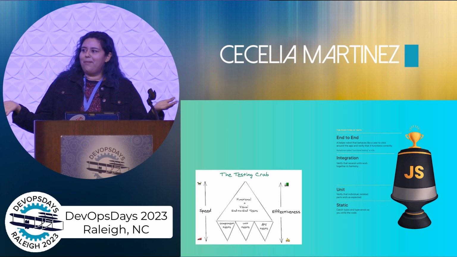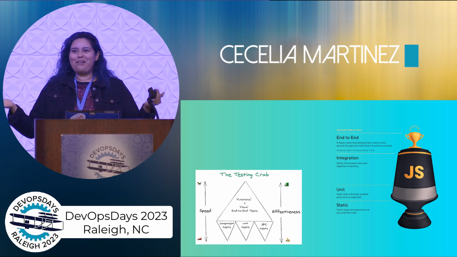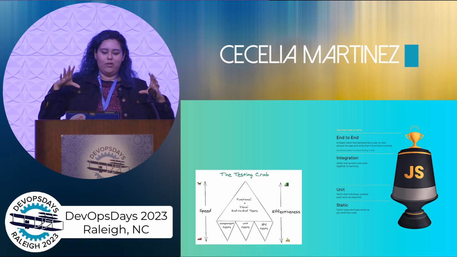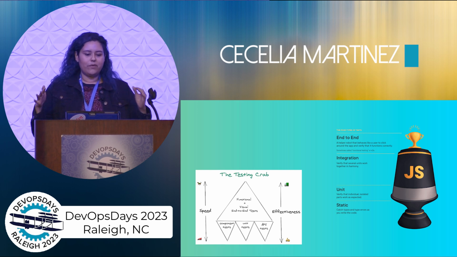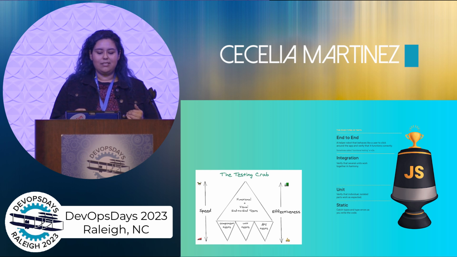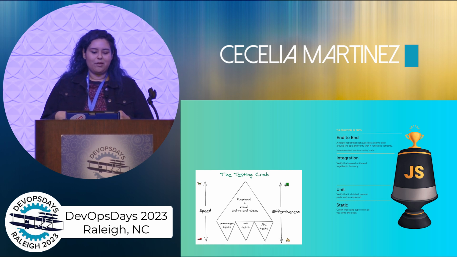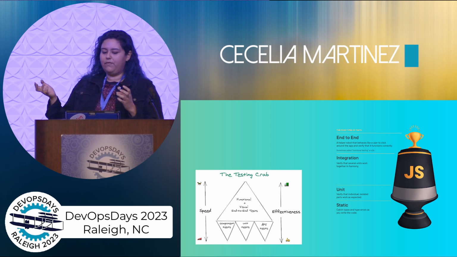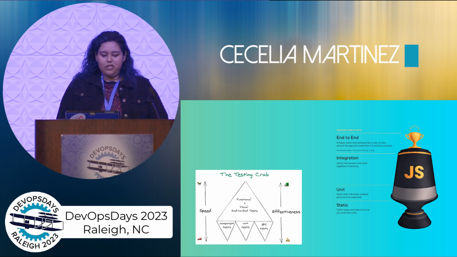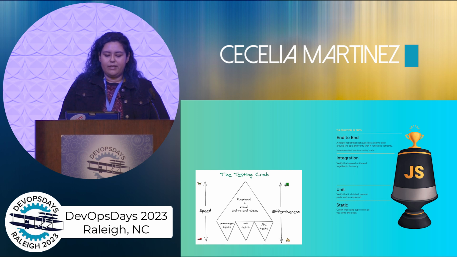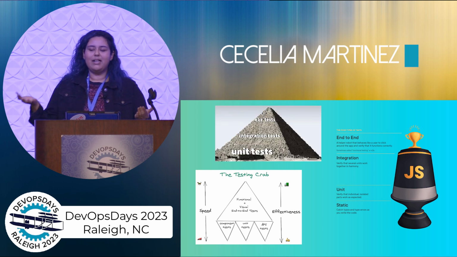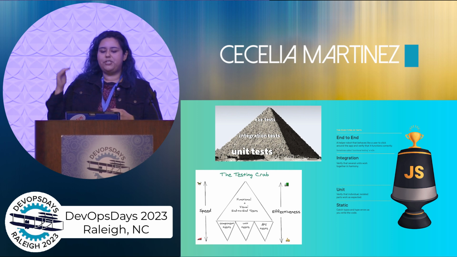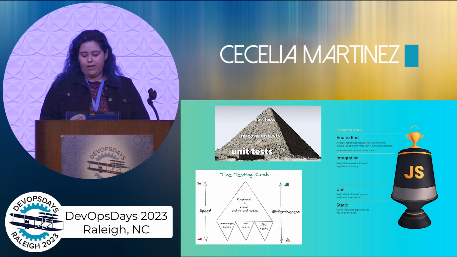There's the testing crab by Gleb Bahmutov. I don't know if anyone's ever seen this one, but this is essentially a large chunk of functional and visual end-to-end tests built on a base of component, unit, and API tests, covering different aspects of your system, trying to balance out speed and effectiveness. And then, of course, the classic testing pyramid, where you have a base of unit tests with integration and end-to-end tests built on top of that.